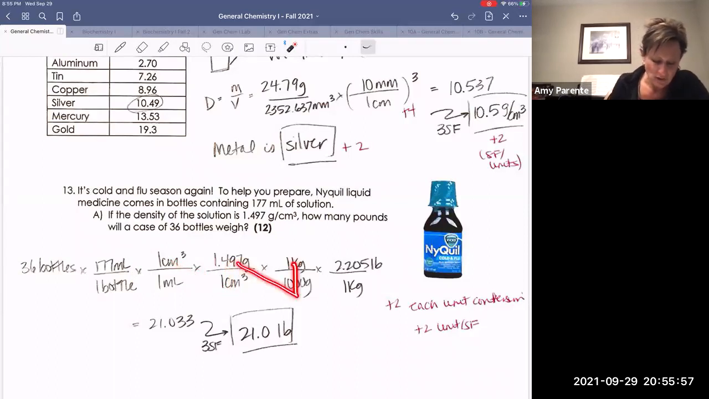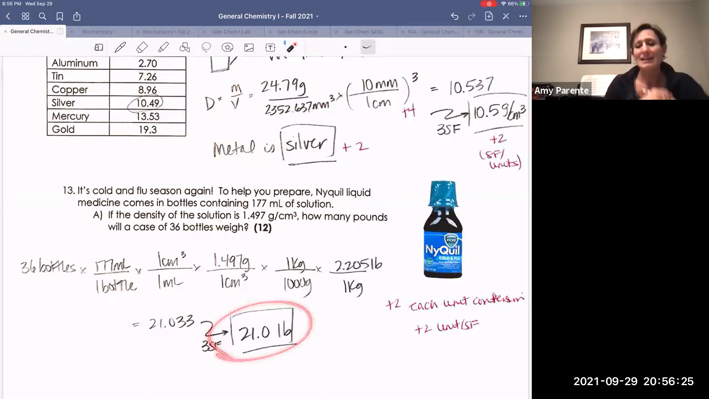I need to get to kilograms here. And actually, you don't have to get to kilograms if you used a relationship that allowed you to relate grams to pounds if you had that. I don't think the information provided allowed you to do that. So I needed to go from grams to kilograms, and then kilograms to pounds was the English to metric conversion that was provided. Always keep all your significant figures till you round at the end. I've got 3 significant figures because I'm limited by this 177 milliliters. So that case of NyQuil is going to weigh just over 20 pounds, so 21.0 pounds.